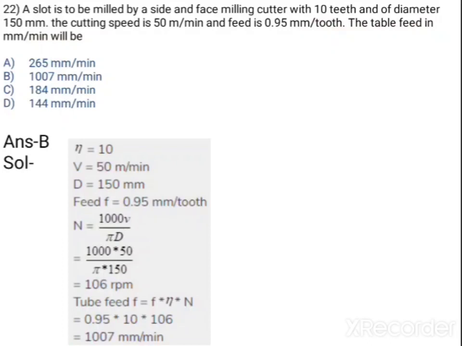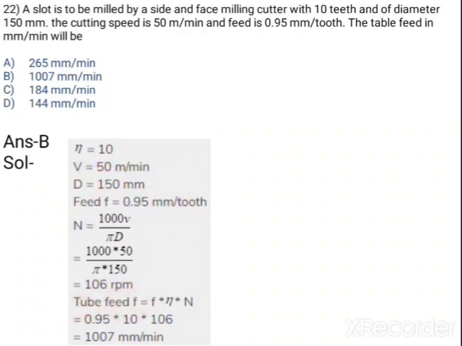You have to find out the table feed fm, that is nothing but ft into n into z. All the values are given. Z value is 10. Diameter of the cutter is given as 150 mm. Velocity is 50 meter per minute. Feed is given as 0.95 mm per tooth. Just find out the velocity, pi dn meter per minute. 50 is equal to pi into 0.150 into n. Just convert diameter into meter, you will get n is equal to 106.10 rpm. Yes, 106 rpm you will get.